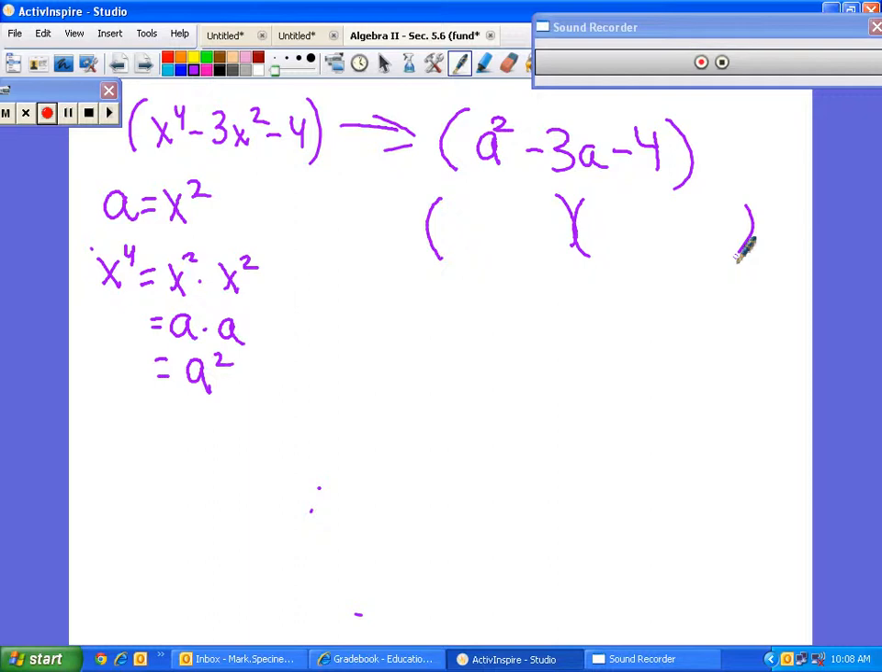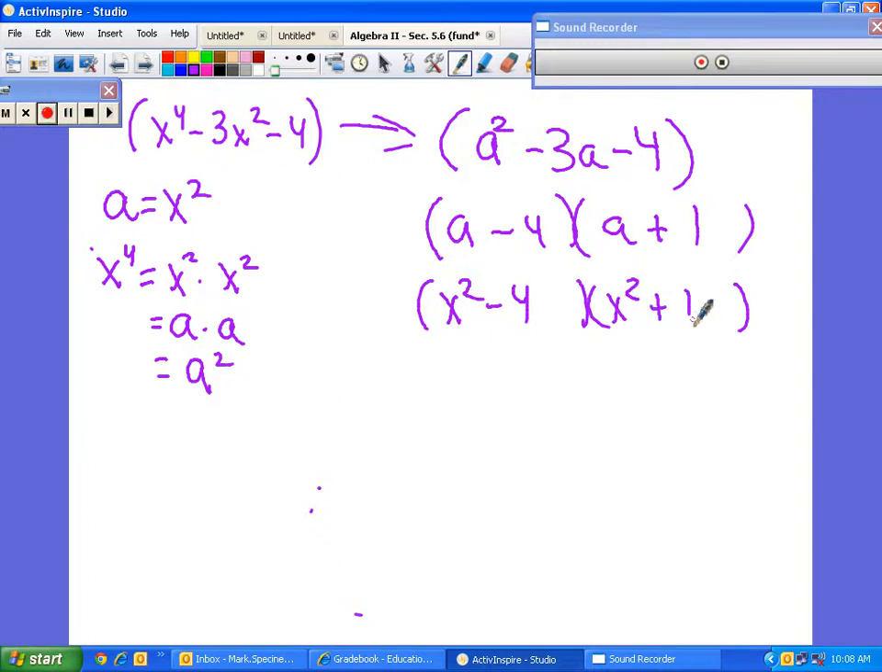And since we're running out of time, I'm going to save us a little time. It's A minus 4 and A plus 1. Remember, I fooled the problem into thinking it's a quadratic. So now that I've factored it, I can go back and put my x squared back in. So instead of my A, I'm going to get x squared minus 4 and x squared plus 1. Just keep in mind that one of your answers is 1.